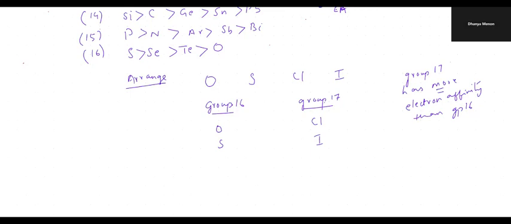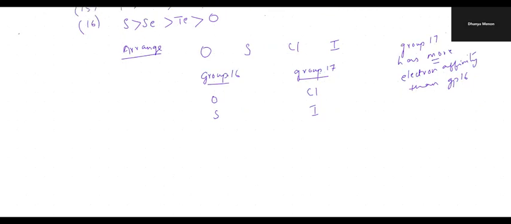So first we will do the groups individually and then combine them. Group 16, oxygen or sulfur, who will have higher electron affinity? Sulfur. Sulfur is greater than oxygen. In this case, chlorine will have higher electron affinity than iodine. Now I mix up and say group 17 has higher electron affinity compared to other groups. So I write first chlorine greater than iodine, greater than sulfur, greater than oxygen.